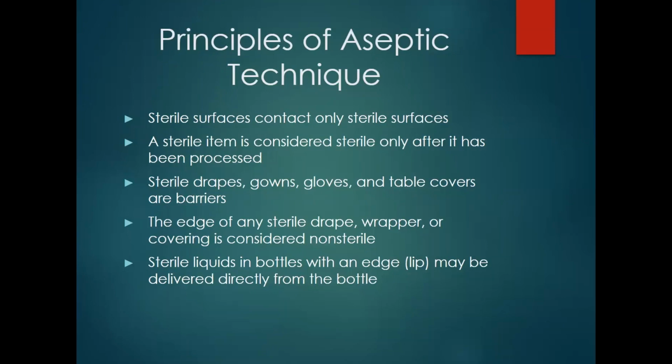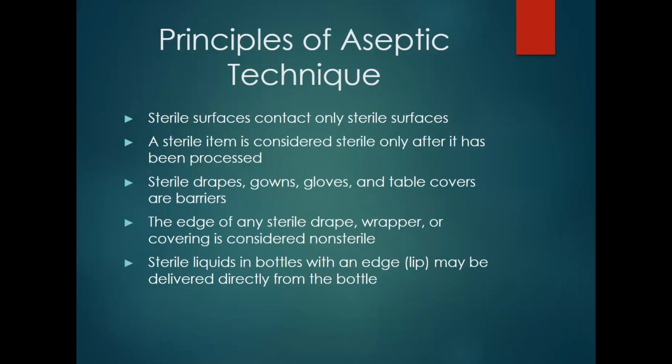Next, a sterile item is considered sterile only after it has been processed. Now, before any item is delivered to the sterile field, the wrapper it's wrapped in, you have to make sure that you inspect that wrapper. What we're looking for is any tears or holes, any signs of water damage. Just because this item has gone through the sterilization process doesn't mean that it's still sterile. So there are so many variables that we need to consider that could make this item non-sterile. So you just inspect it before you open it.